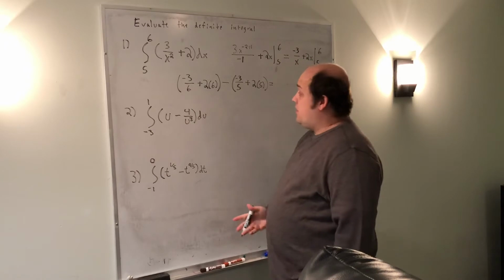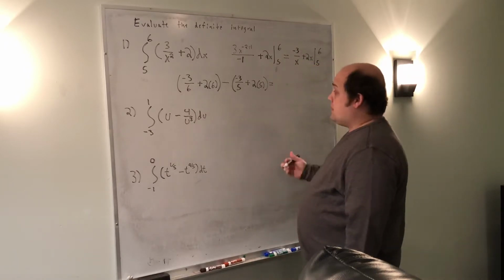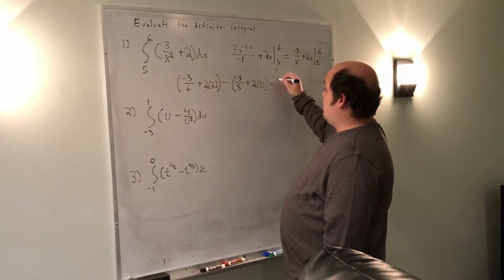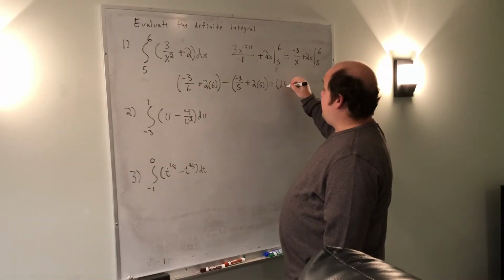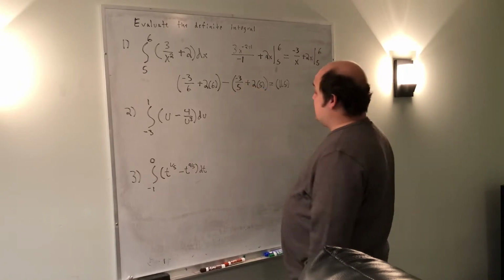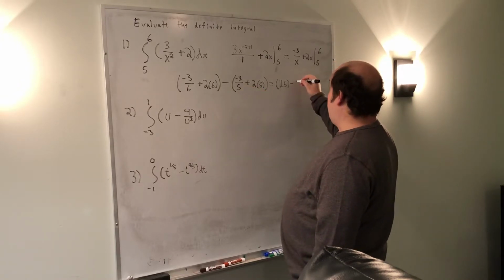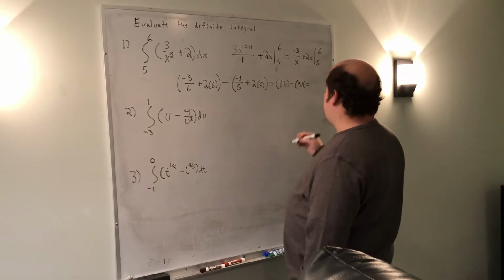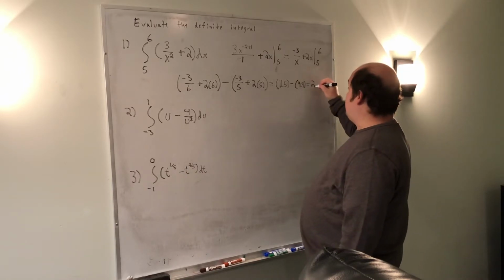Definitely use your calculator at this point, but basically what I see is this is going to be 12, this is going to be negative a half, so that's going to leave me with 11.5. This is going to be 10, this is going to be negative 0.6, so that's going to leave me with 9.4. When I do this subtraction, I should get 2.1.